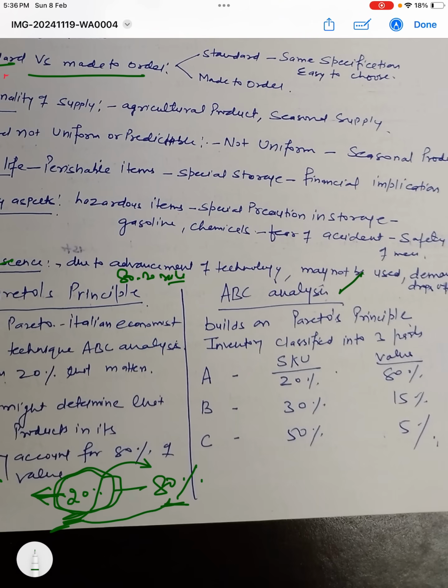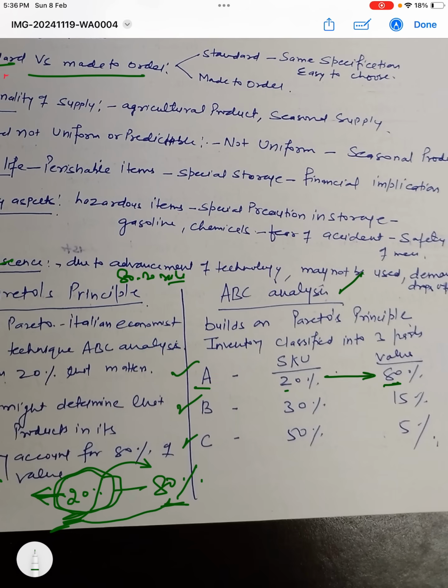ABC full form is Always Better Control analysis. It says, why don't you think it's better to divide your inventory into three parts: level A, level B, level C. Level A means the most important inventory which I cannot afford to get out of stock. Level B, okay, that's needed. And level C, if it finishes, it will not stop my work. That's level C inventory. Now, level A is 20% of the inventory which is 80% important.